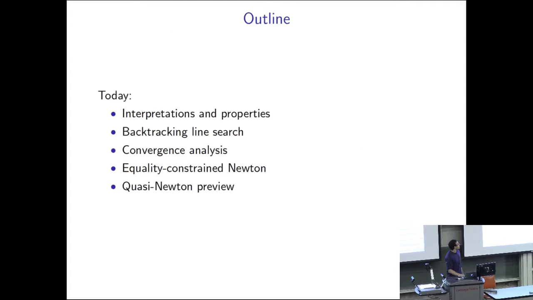So here's the outline. We'll talk about some more interpretations of Newton's method and some of its properties. We'll talk about backtracking for Newton, so how to run Newton with step sizes. We'll go through a convergence analysis, and I'll probably present some part of the proof. And we'll talk about equality constrained Newton. And then if we have time, it's actually not that important because we'll have a whole lecture on quasi-Newton methods, I'll just give you a preview of quasi-Newton. But as I said, we'll have a whole lecture on that. So if we don't get to it, it's not a big deal.